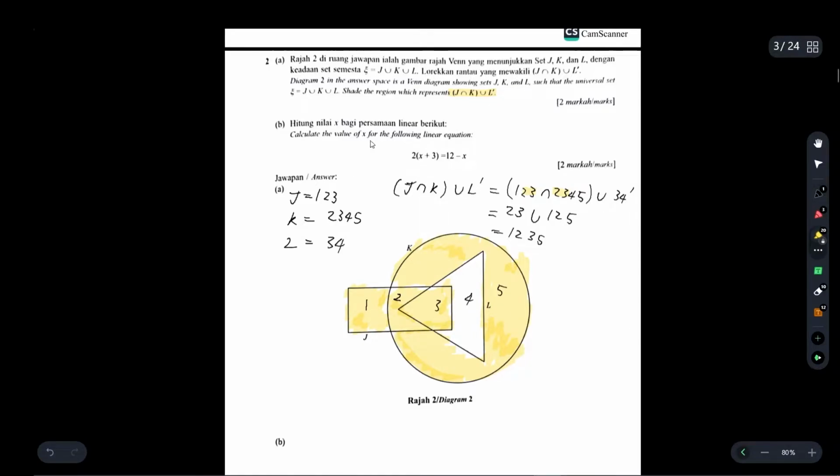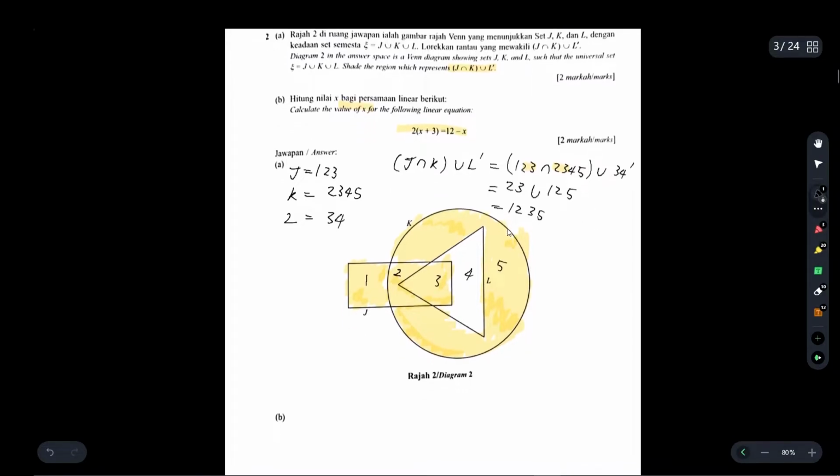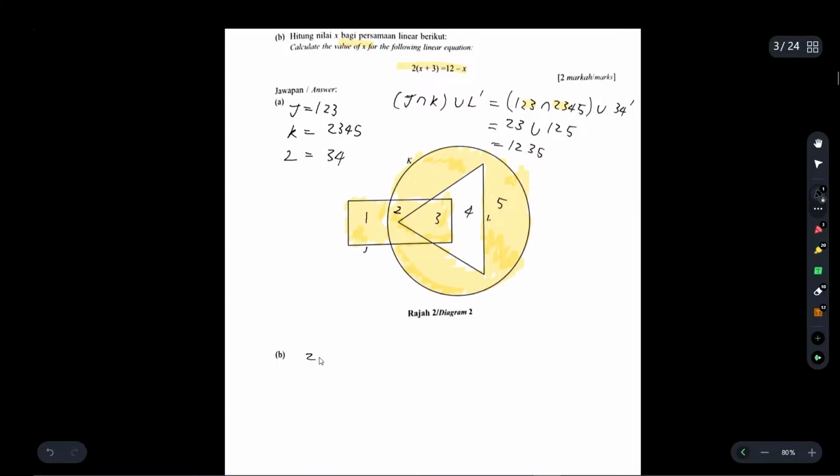We need to calculate the value of s in this linear equation. First of all, let me write this out just in case I cannot see it when I scroll down. So it's 2 times (s plus 3) equals 12 minus s. First of all, we'll be multiplying the 2 into this s plus 3 thing, so we will be throwing it one by one. 2s plus 2 times 3, we will have 6.